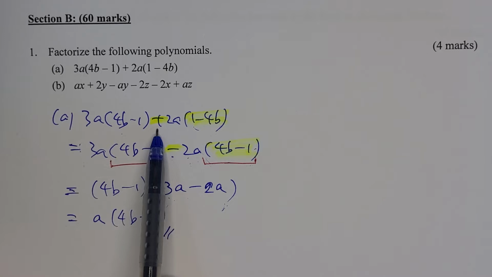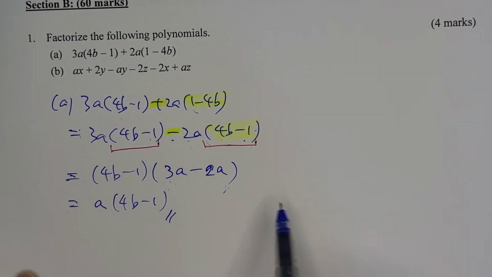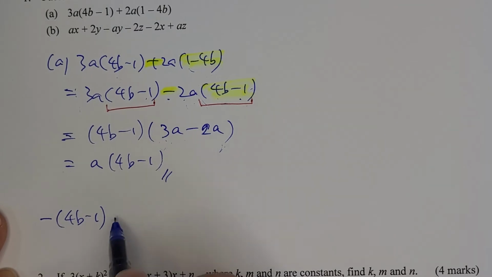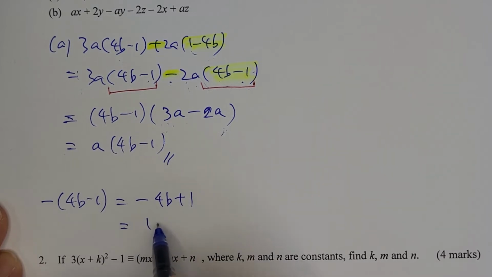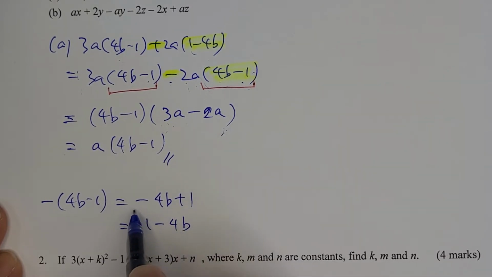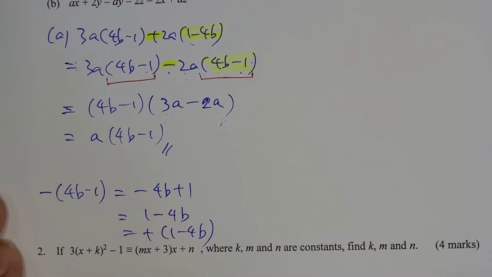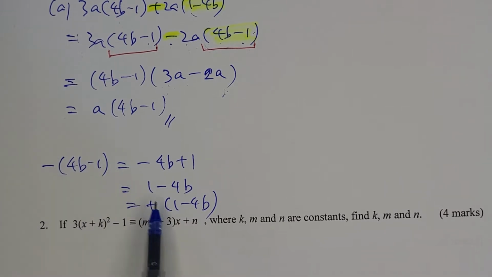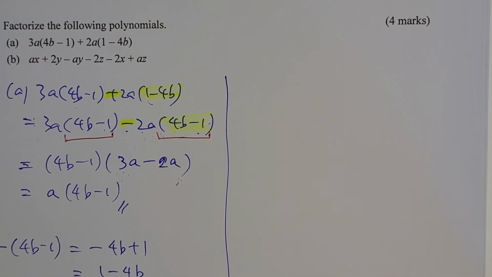Some of you may wonder why positive (1 minus 4b) equals negative (4b minus 1). You can do it backward. Try to expand negative (4b minus 1). That's negative 4b plus 1, right? So it can change to 1 minus 4b, right? Just swap these two terms, right? And then you give the bracket to it. So that's a very powerful way if you want to swap the position of these two terms inside the bracket. Just change the sign outside the brackets. So go to part B.